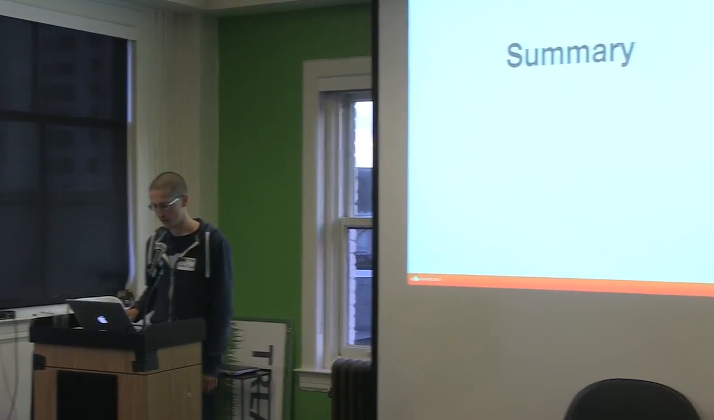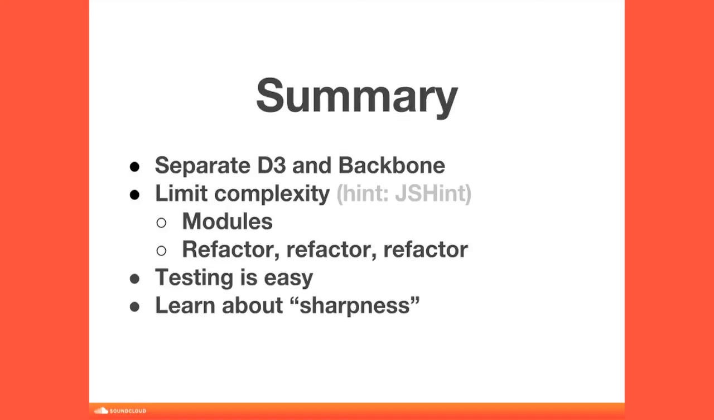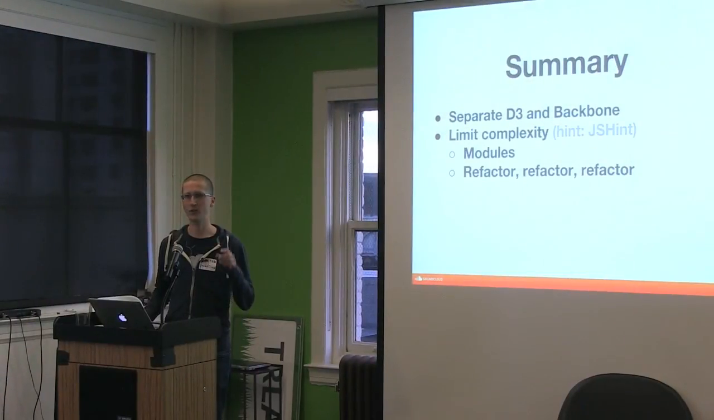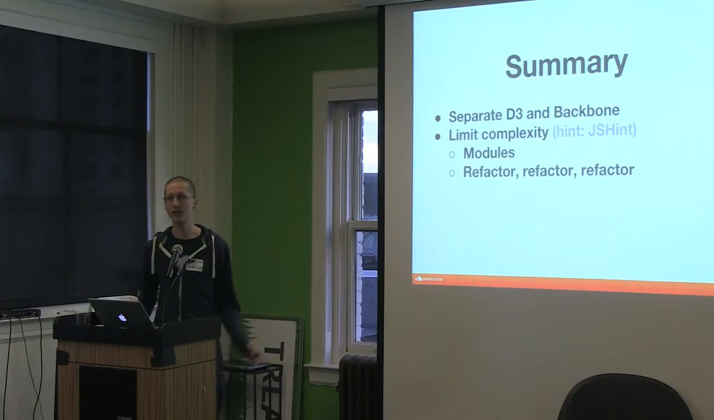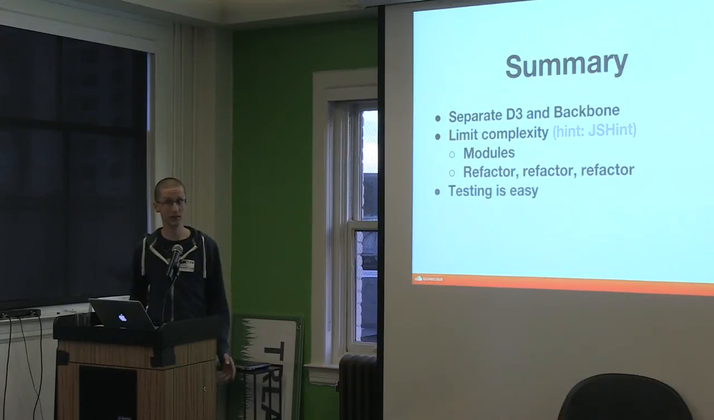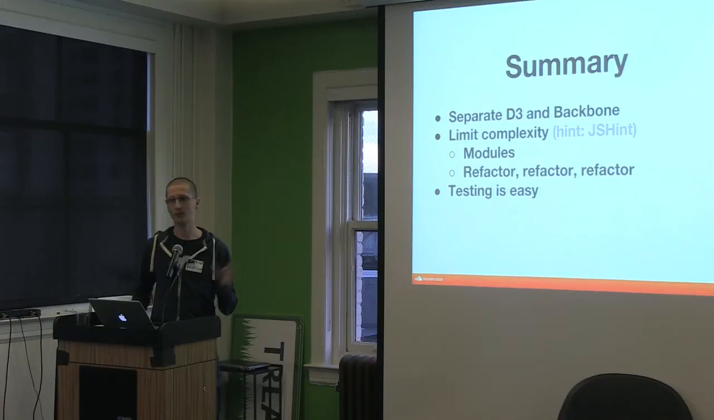Okay. To summarize everything, as I said, it turned out to be a good idea for our team and for the existing code base to separate things and treat D3 more like a templating library. Limit complexity by modularizing, by refactoring all the time, because complexity is just coming. JSHint, I recently discovered, has a flag, I think it's max complexity. You can actually make JSHint tell you this function is too complex, refactor it. I haven't tried it, but it's promising. So refactor when it gets too complex. And it's not only true for functions, it's true for modules as well.